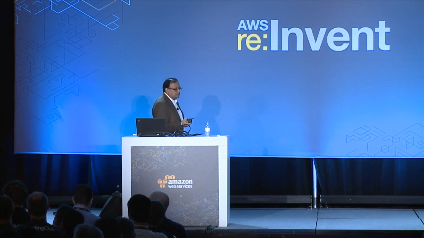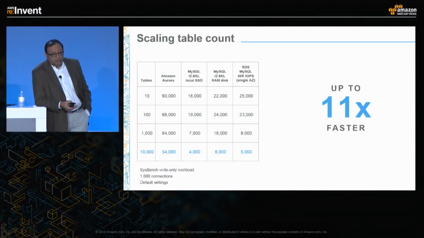Let's look at table scaling when you no longer fit into cache. As you go from 10 tables up to 10,000 tables, we definitely start seeing a little bit of a penalty in Aurora, going from a peak of 64,000 requests per second on a write-only workload with only 1,000 connections, down to 54K.